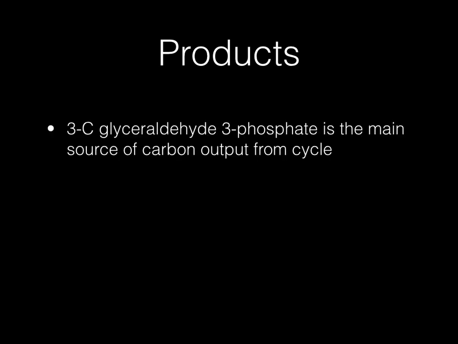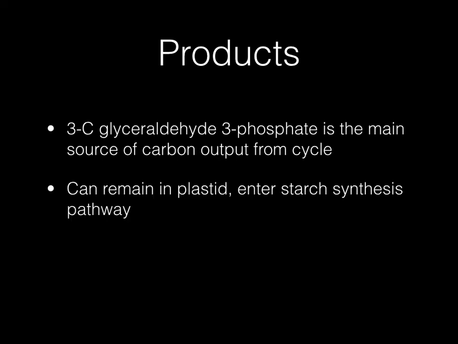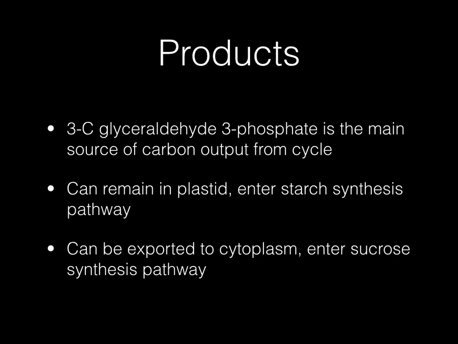So when we think overall about the light-independent or the carbon reactions, the main product of the carbon reactions is glyceraldehyde 3-phosphate. That's the main source of carbon output from the cycle. And this can remain in the plastid. In that case, it enters the starch biosynthesis pathway for storage as starch in the plastid. When it's exported from the plastid, it can enter the sucrose biosynthesis pathway, and in that case, it's going to be leaving the cell for transport somewhere else in the plant.